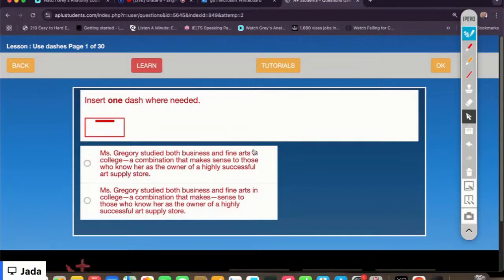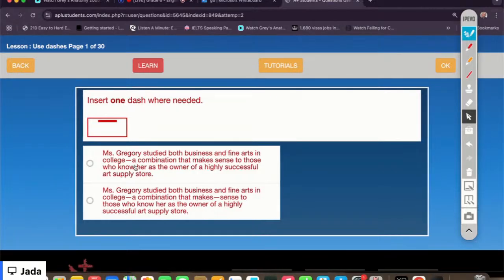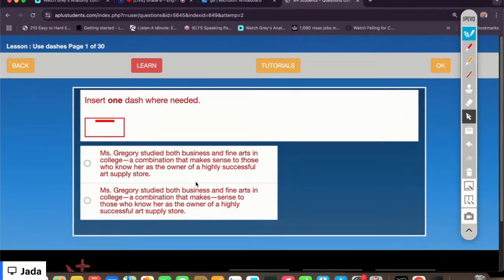All right, so now moving to the test. And you can share your answers with me, okay? So we have to insert one dash. So this was like the first question we saw. Miss Gregory studied both business and finance in college, a combination that makes sense to those who know her as the owner of a highly successful art supply store. So the first, the second.